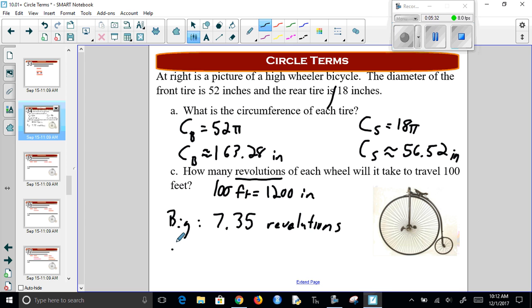Now the small one, we just do the same thing: 1,200, and now we divide it by 56.52, and the small one goes around 21.23 revolutions. All right, hopefully that was enough for you to finish the work. Good luck.